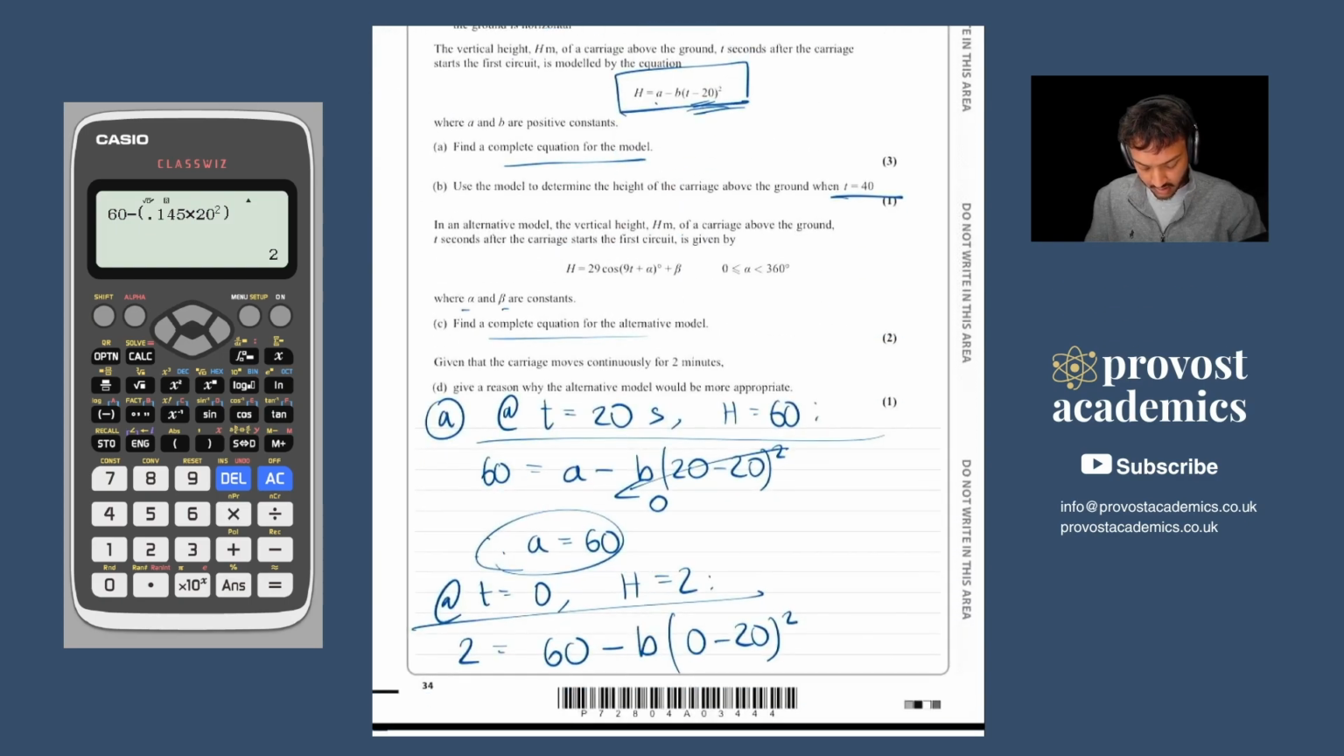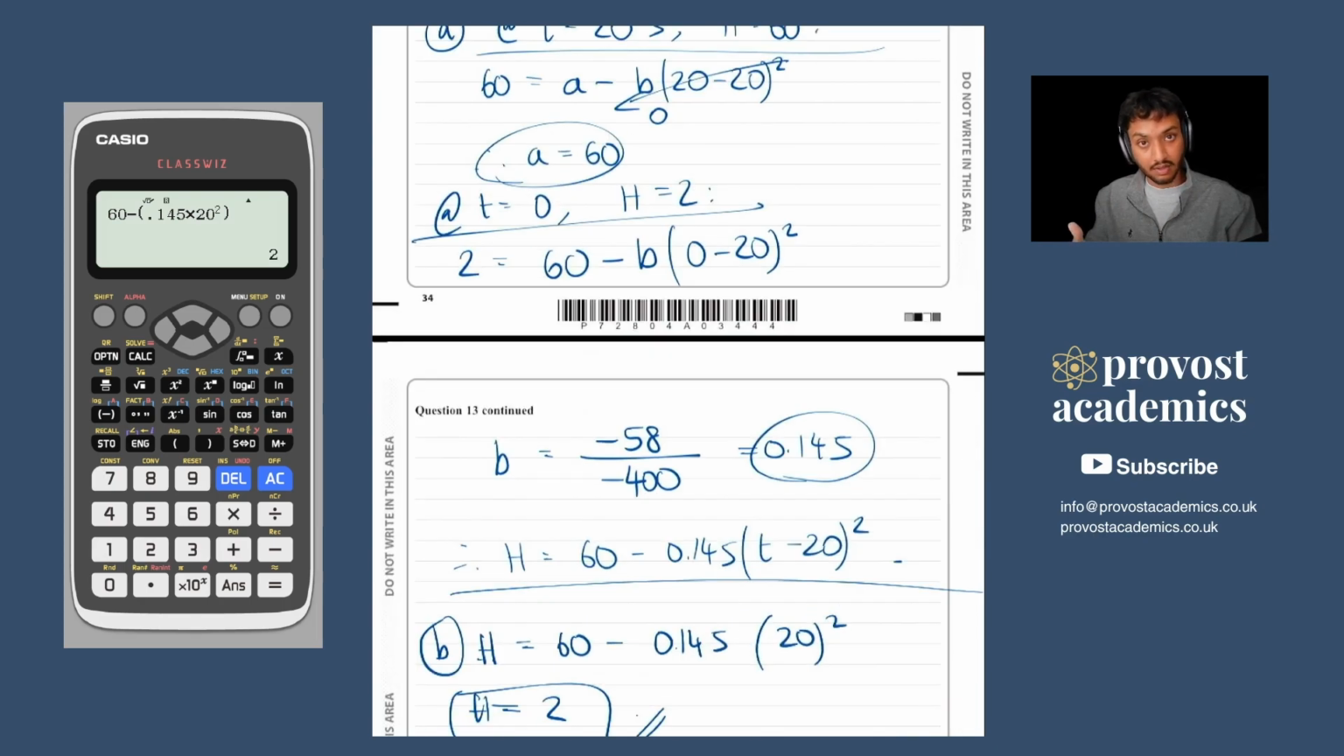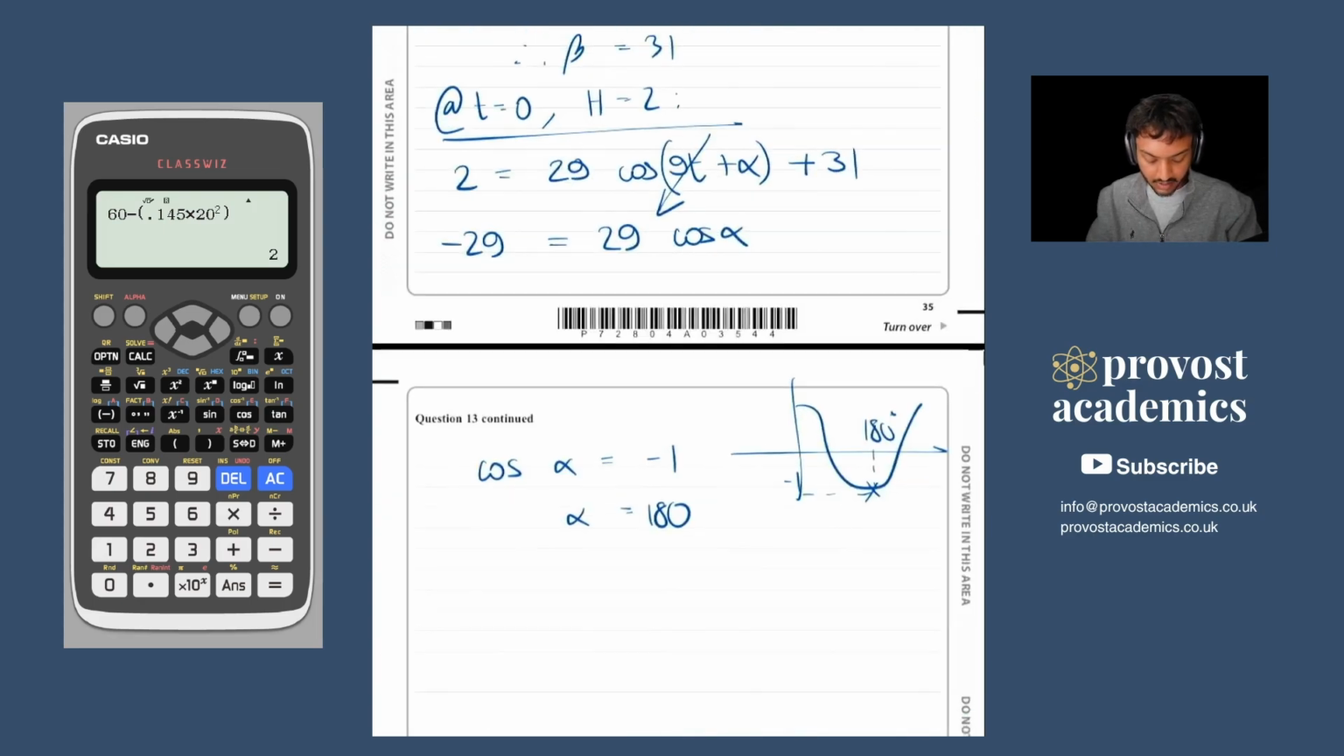Next question is asking for, give a reason why the alternative model would be more appropriate if it moves for 2 minutes continuously. Well, it's to do with roughly how both functions look, right? One of them is a quadratic, the other one is a trigonometric. Now the trig one has an inherent advantage because it's cyclic. So it cycles through. It's a periodic function. Whereas the quadratic, on the other hand, because it's a negative quadratic, it's just going to swoop down.